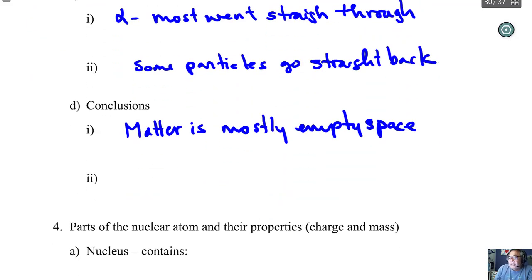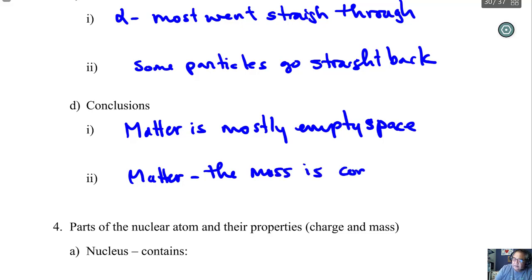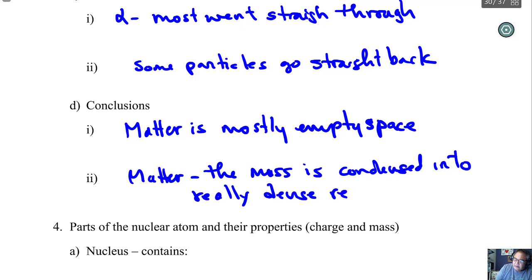The conclusion is all the mass of matter must be condensed into really small spaces that make them really dense, okay? So matter, the mass is condensed into really dense regions. Because they had to be small, because not many of them got hit, so matter's mostly empty space.